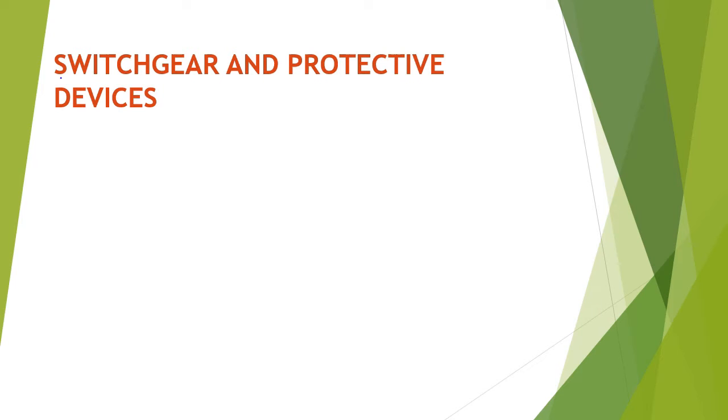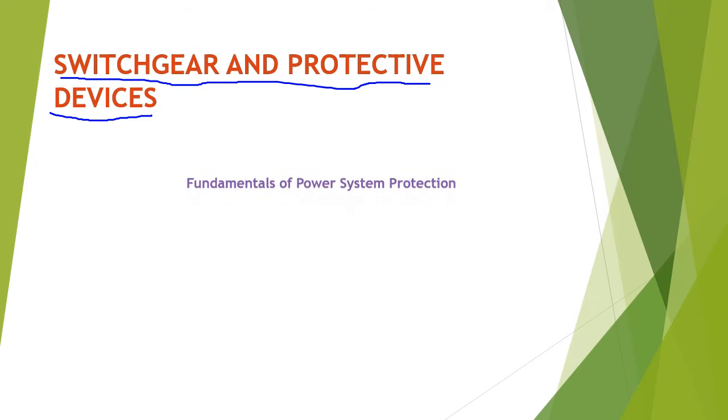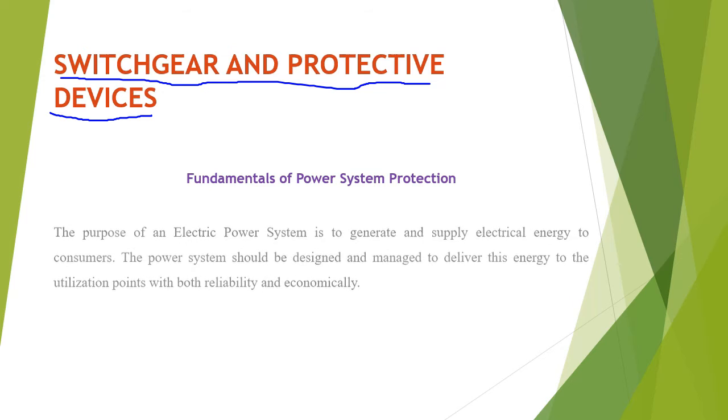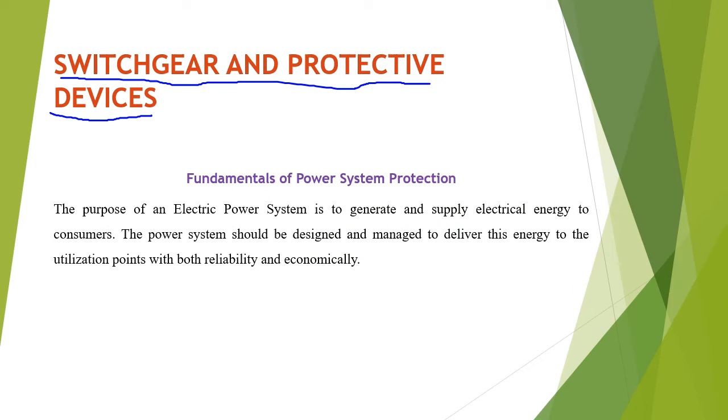Today we want to look at switchgear and protective devices, and we shall start with the fundamentals of power systems protection. Now we can say the purpose of an electric power system is to generate and supply electrical energy to the consumers. The power systems should be designed and managed to deliver this energy to the utilization points with both reliability and economically.